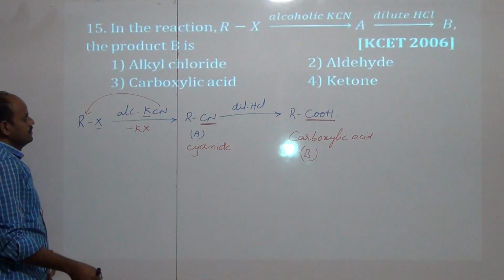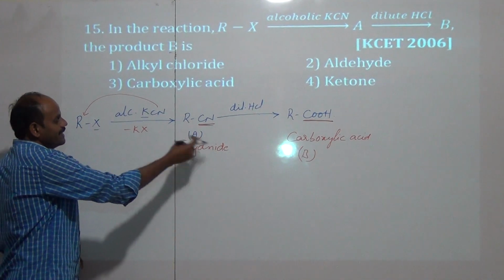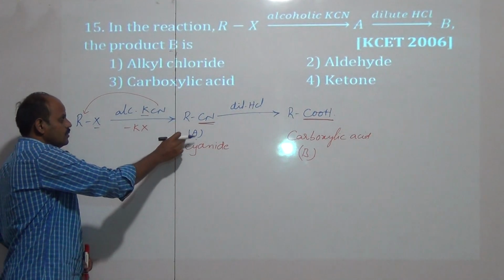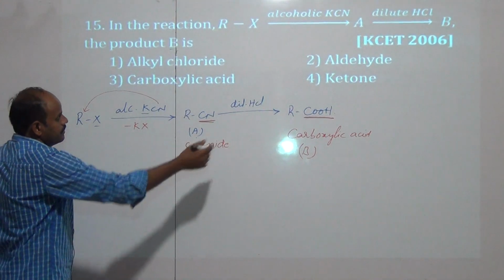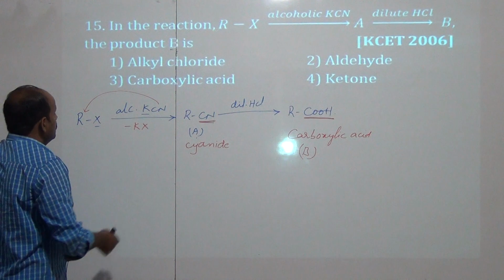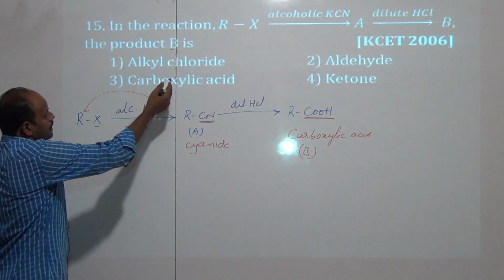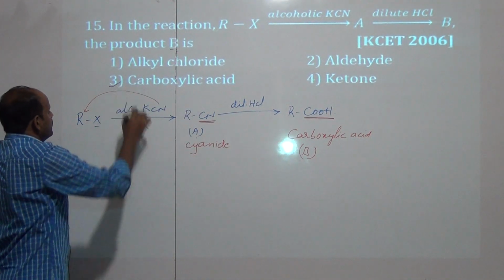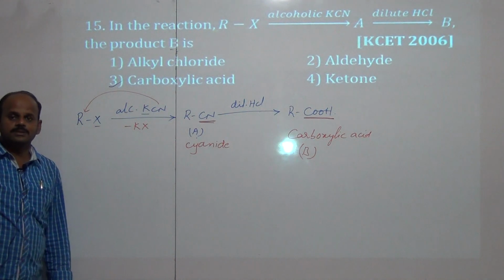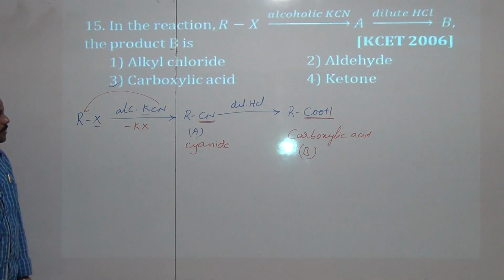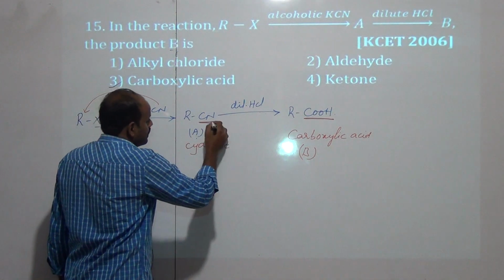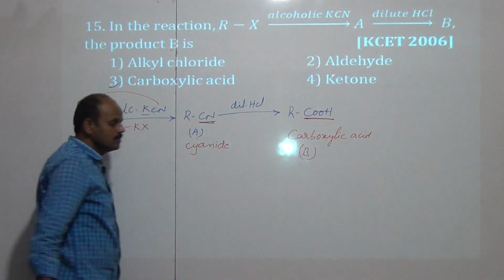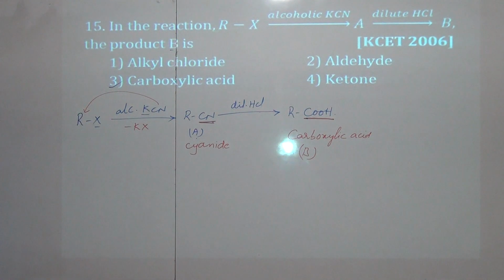Carboxylic acid. Okay, sometimes they will ask A and B both, or sometimes they ask only A, but here they asked B. Then what is B? Carboxylic acid. Alkyl chloride, no. Aldehyde, no. Carboxylic acid. Hence which option is correct? Third option is the correct one. Because on hydrolysis of the cyanide group in the presence of dilute HCl, it can be converted into the carboxylic acid group. Okay, next bit.